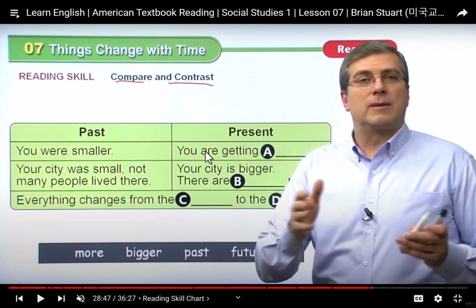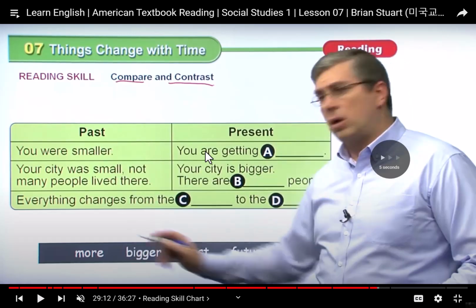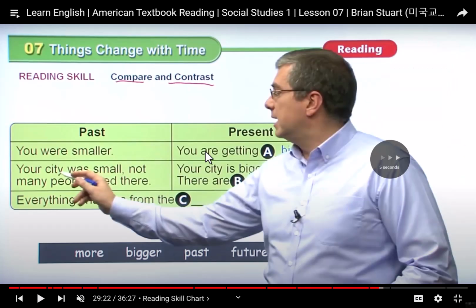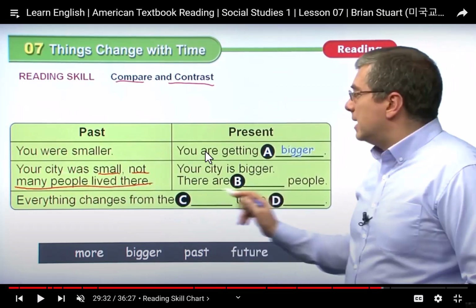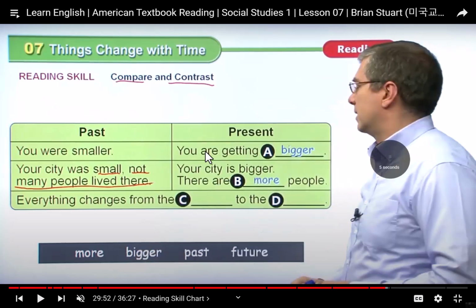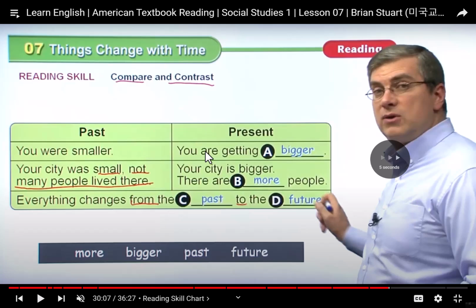Compare and contrast. Past, you were smaller. Present, you're getting bigger. Past, your city was small. Not many people lived there. Present, your city is bigger. They are opposites. Not many is the opposite of more. Everything changed from the past to the future.